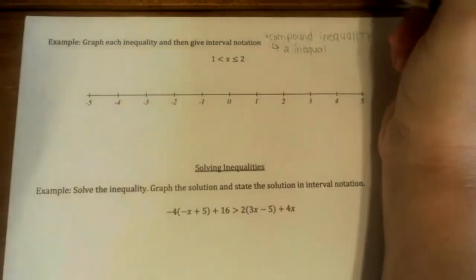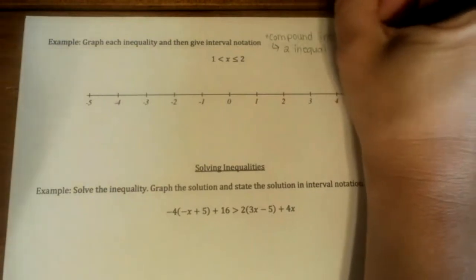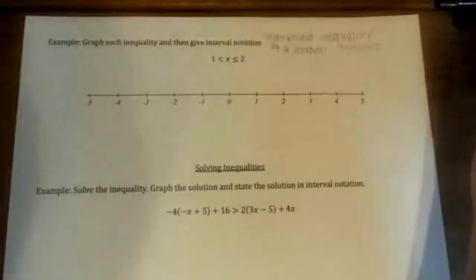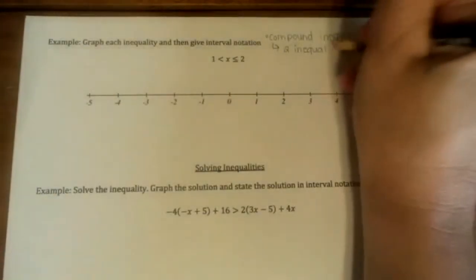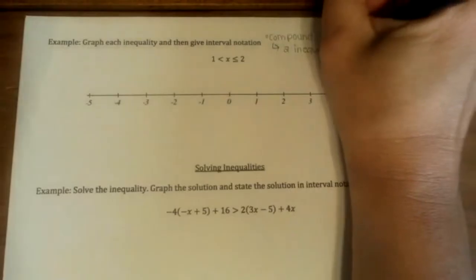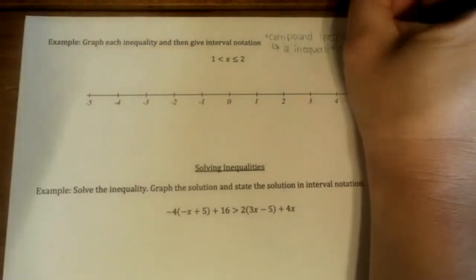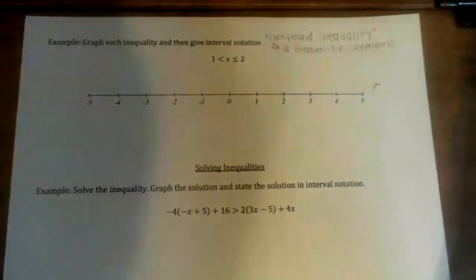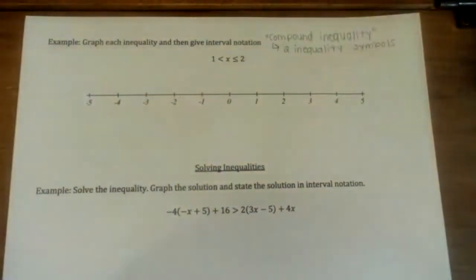Compound inequality has two inequality symbols. There we go. Compound inequality has two inequality symbols.